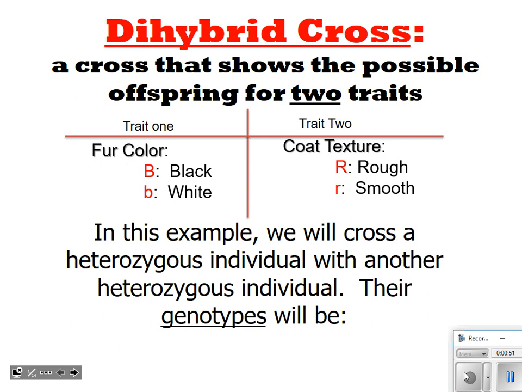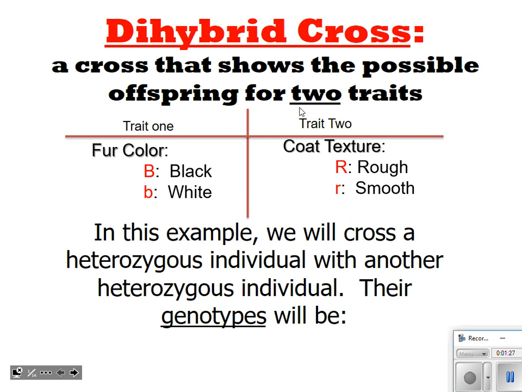And probably you're going to see a couple of more things that you learn how to do with genotypic and phenotypic ratios, but we probably already know those. Okay? So, a dihybrid cross. First of all, what is di? Two. Okay? So, a dihybrid cross, you can see right up here, a dihybrid cross is a cross that shows the possible offspring for two traits.